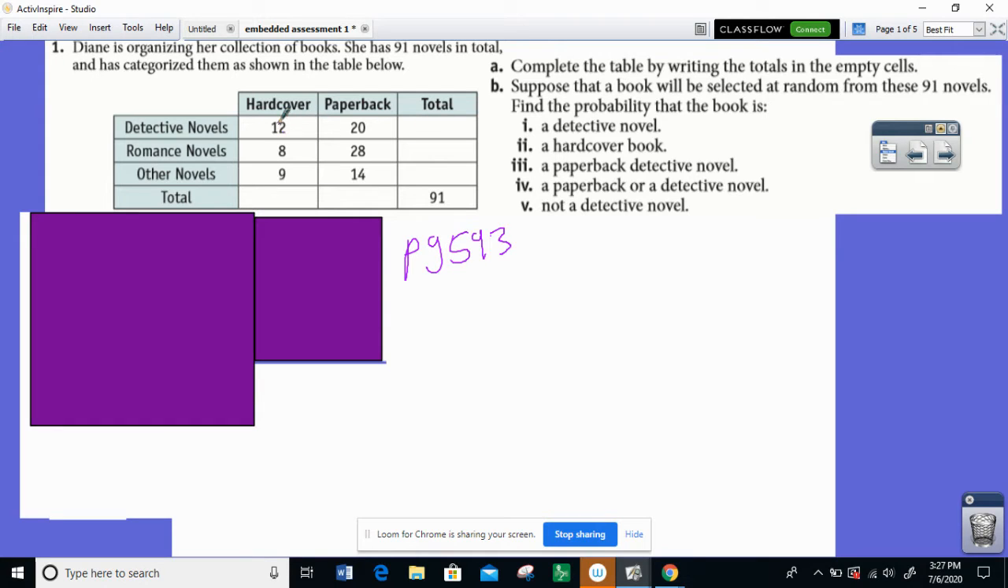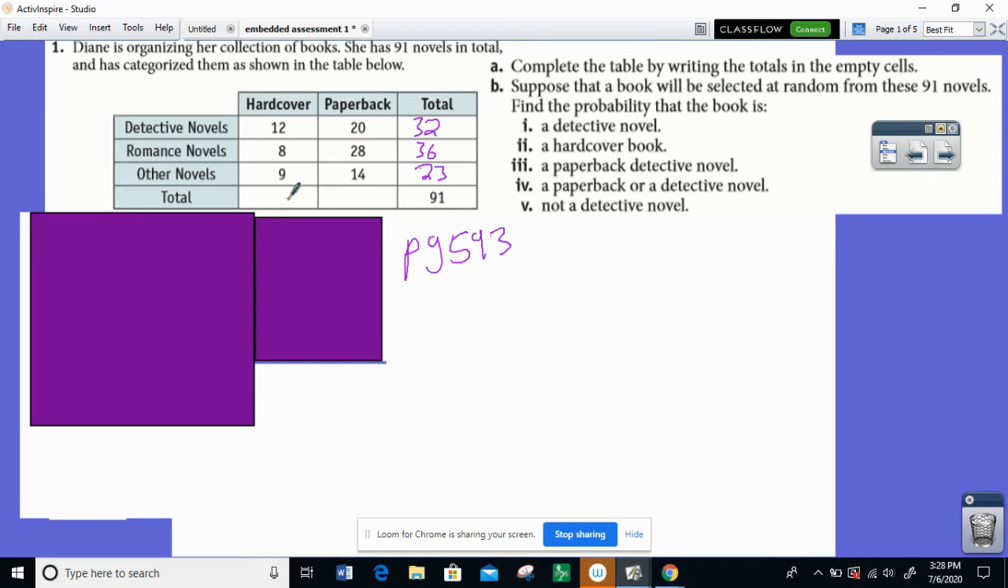To get the totals, we just need to find the sum for each category. So for the detective novels, 12 hardcover plus 20 paperback would give us 32 detective novels. For the romance novels, 8 hardcover plus 28 paperback would give us 36 romance novels. And for the other novels, 9 hardcover plus 14 paperback would give us 23 other novels. And 32 plus 36 plus 23 would add up to 91.